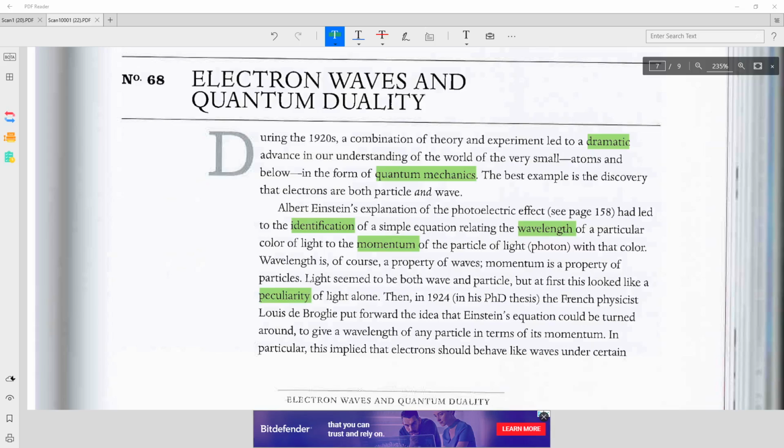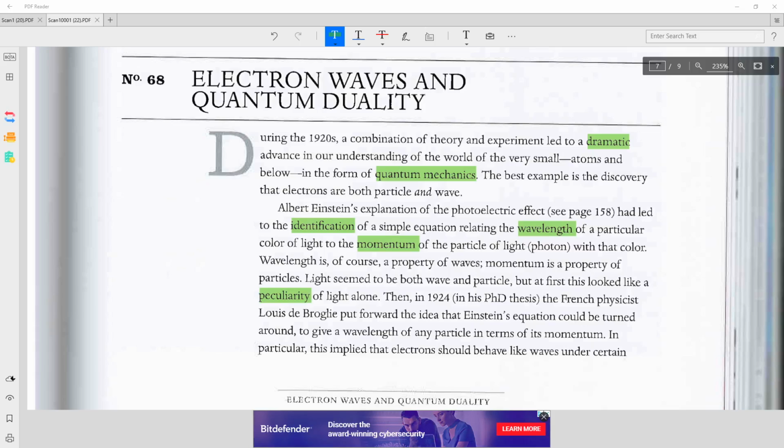Albert Einstein's explanation of the photoelectric effect had led to the identification of a simple equation relating the wavelength of a particle of light of a given color to the momentum of the particle of light with that color. Wavelength is, of course, a property of waves. Momentum is a property of particles. Light seemed to be both wave and particle, but at first, this looked like a peculiarity of light alone.